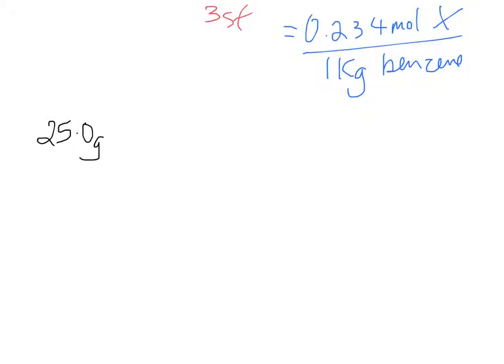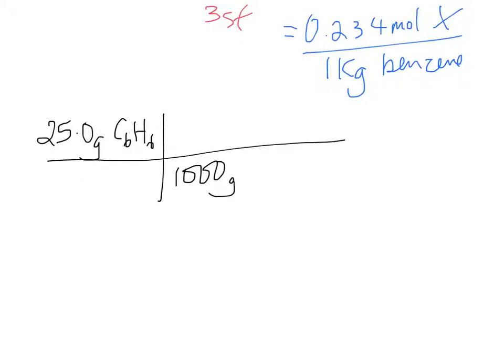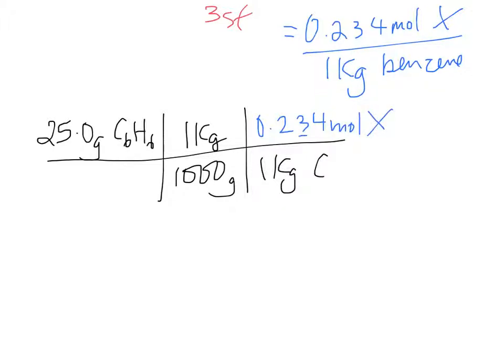So that's our 25 grams of benzene, C6H6, and we can convert grams into kilograms, or shift the decimal 3 times if we want to, and then use this as a conversion factor. We've got 0.234 moles of our unknown in every kilogram of benzene. So we can use this to figure out how many moles of our unknown we actually had. And the answer is 5.86 times 10 to the minus 3.